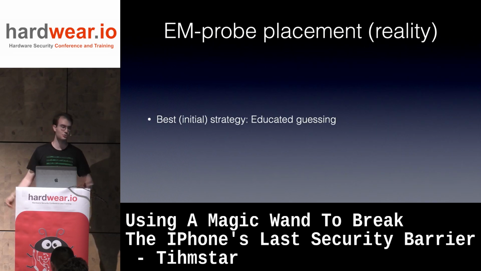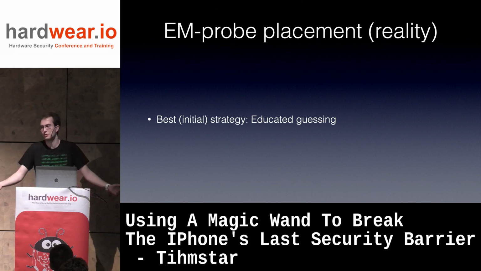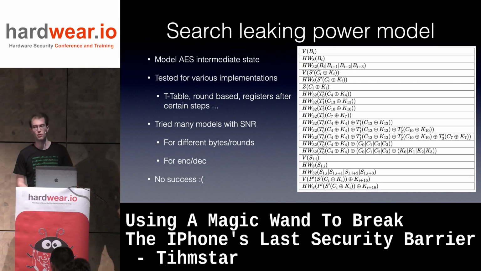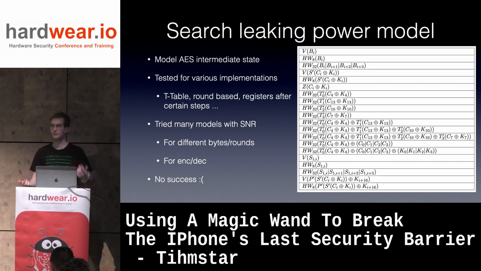Well, best strategy is you just put it somewhere and hope it's good. What else are you gonna do? So what you want to do then is you want to search for a leaking power model. Because sure, the Hamming weight of the input or the output works fine, but it doesn't really help you. You want to model the AES intermediate state. And if you find an accurate model, you can actually use that for an attack.